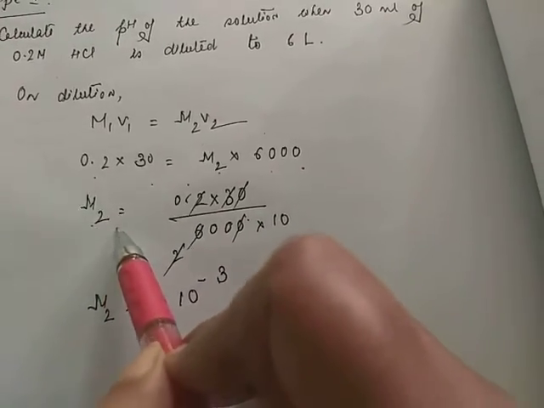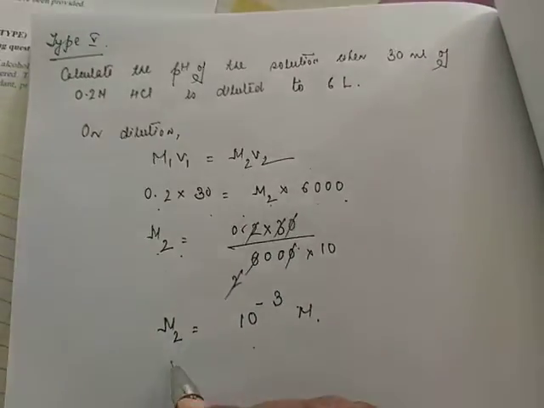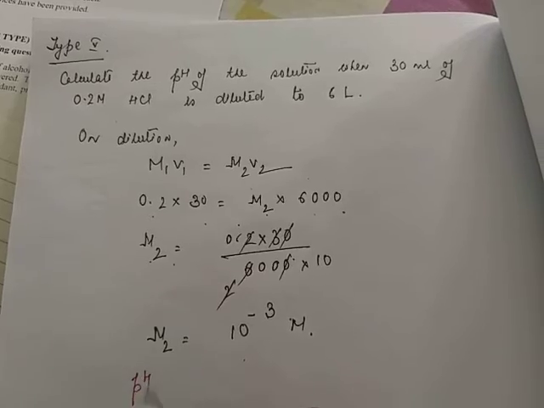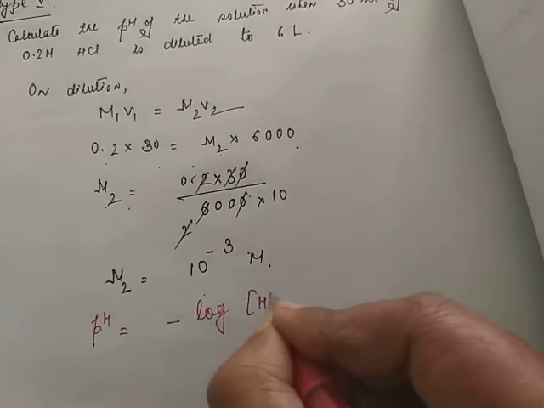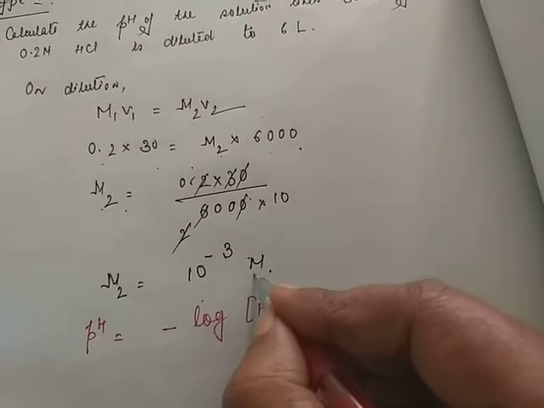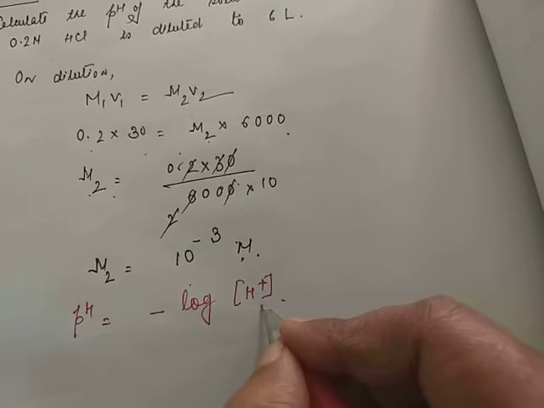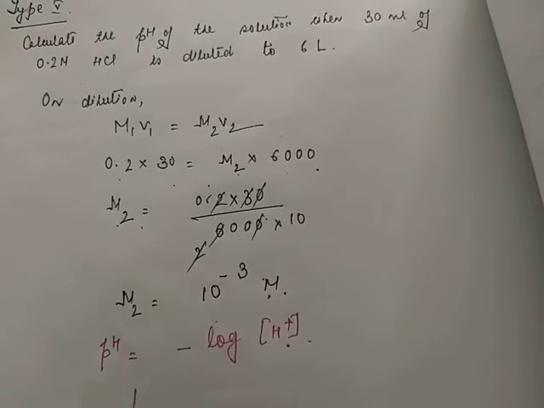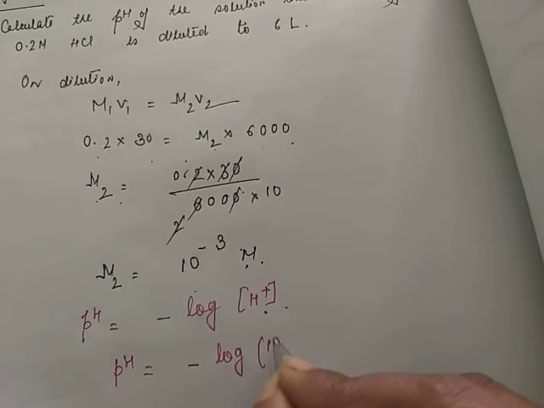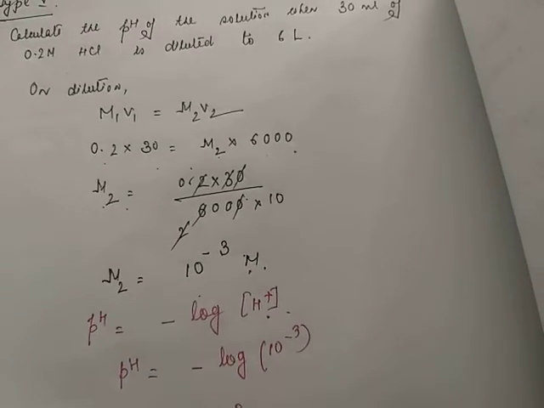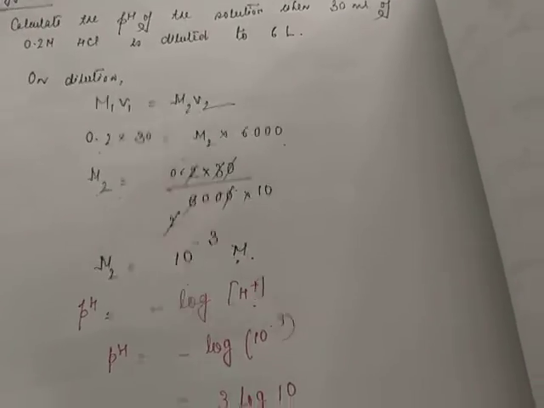Getting the value, M2 is equal to 10 to the power minus 3 M. The pH would be equal to minus log concentration of H plus. Since HCl is 10 to the power minus 3 M, concentration of H plus will also be equal to 10 to the power minus 3 M. So pH is equal to minus log 10 to the power minus 3. That makes it 3 log 10, that is equal to 3.